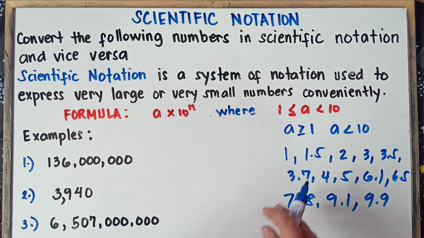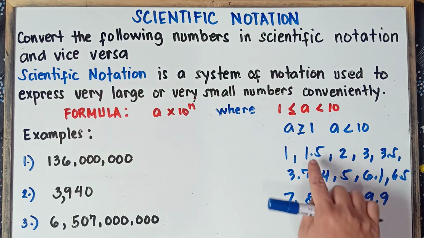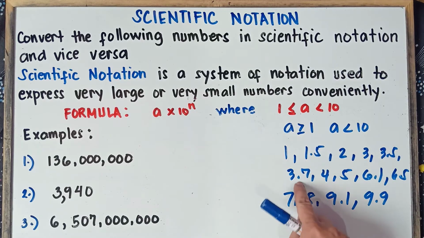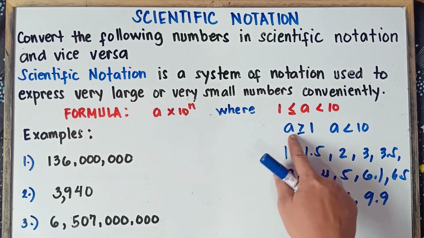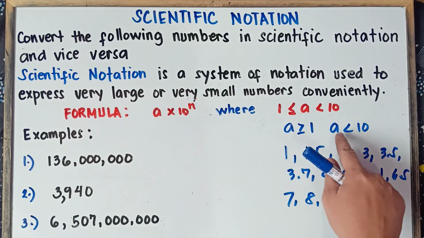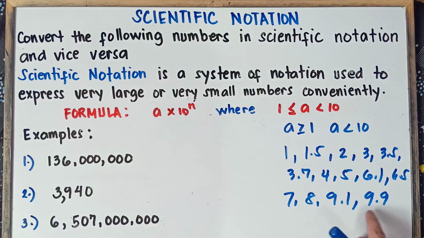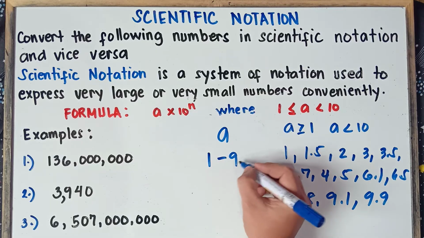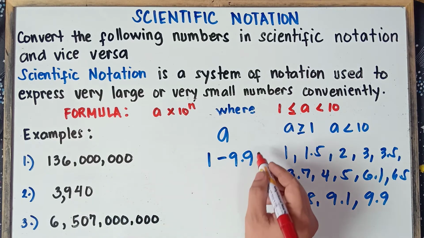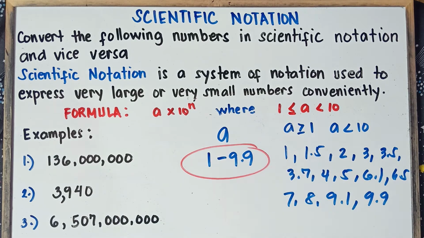Because a is greater than or equal to 1, 1.5, 2, 3, 3.5, 3.7 are greater than 1, and 1 is equal to 1. And then a is less than 10, so therefore up to 9.9. 9.9 is less than 10, and 9.1 is also less than 10. So this is acceptable for the value of a. Therefore, the value of a is from 1 up to 9.9. That's the thing with regards to the value of a. I hope it's clear for you, class.